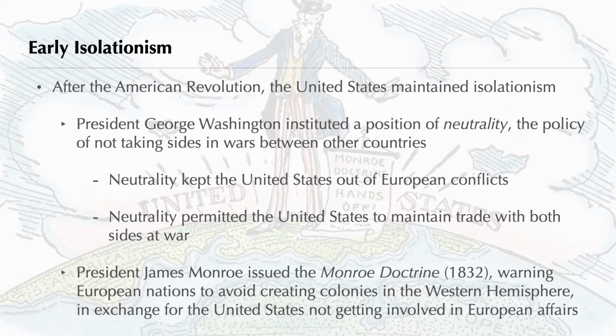Staying isolated was not easy to do. European countries were expanding into Latin America, competing with our economic interests, and threatening American security. In 1823, President James Monroe responded to the threat with the Monroe Doctrine. He warned European nations not to create more colonies in the Western Hemisphere. Monroe promised that in return, America would stay out of European affairs. Monroe saw this position as a way to protect American interests and still stay isolated from Europe.